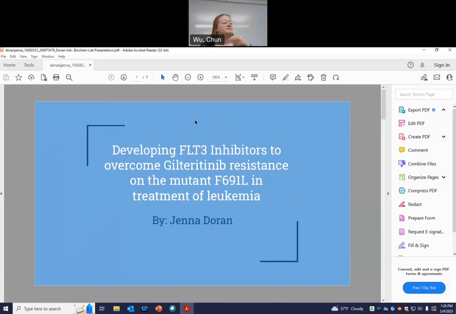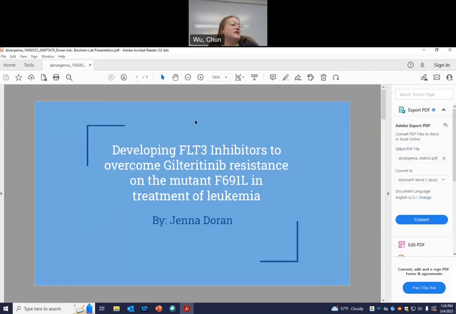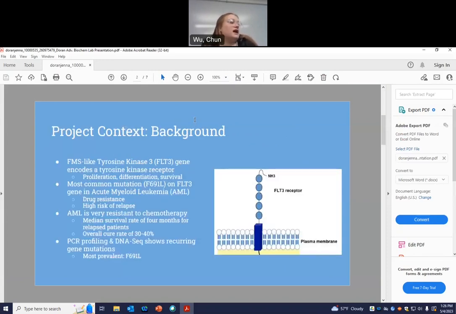So my presentation is on developing FLT3 inhibitors to overcome gilteritinib resistance on the mutant F691L in the treatment of leukemia. FMS-like tyrosine kinase 3, or the FLT3 gene, encodes a tyrosine kinase receptor, which is involved in the proliferation, differentiation, and survival of stem cells in cancer patients. And that's a picture of what the receptor looks like.